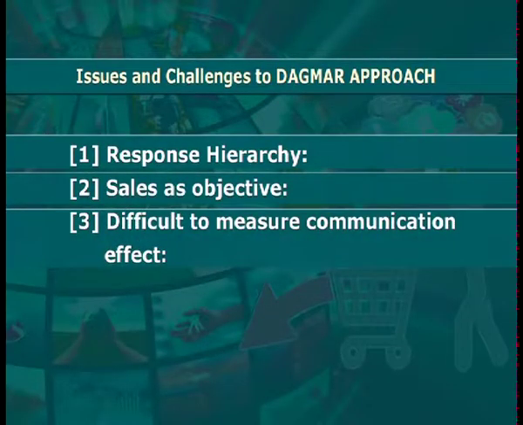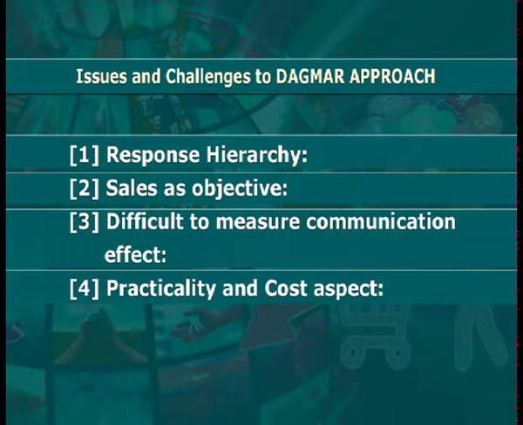Third, it is difficult to measure communication effect. The DAGMAR approach suggests setting well-defined and measurable advertising objectives and considers communication task as the basic aim of advertising. Setting the communication objective in a measurable form is difficult. Communication effect is difficult to measure and is therefore difficult to spell out clearly while it is set. Moreover, communication as an objective may be effective in the short run due to its high recall value. In the long run, it becomes all the more difficult to measure as the consumers might forget it.